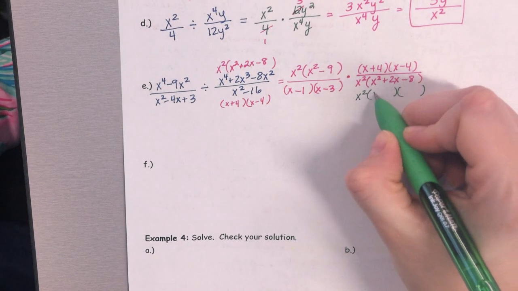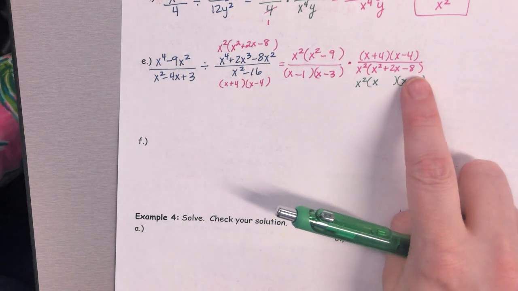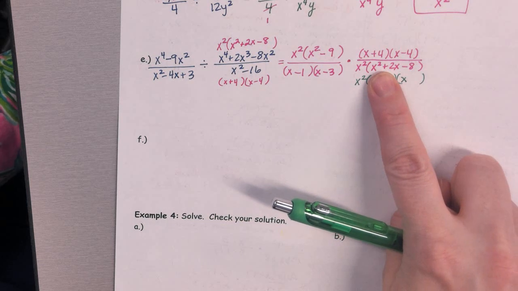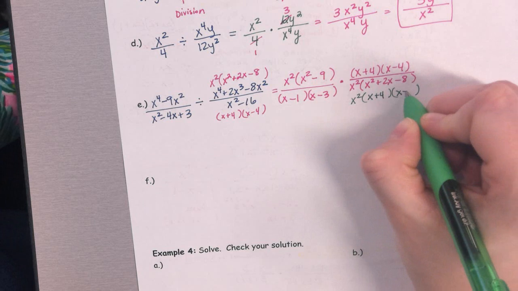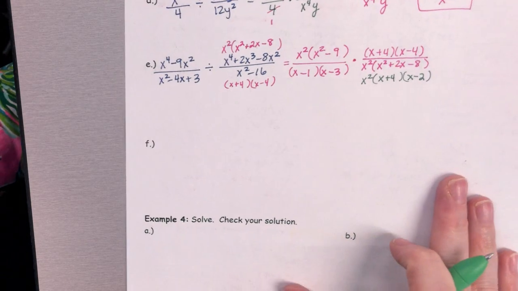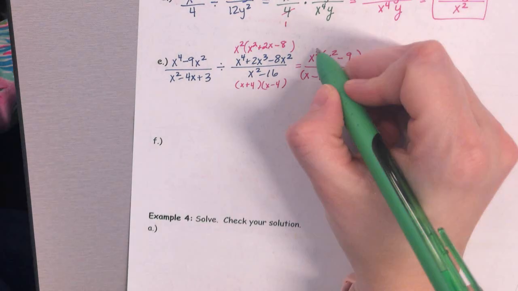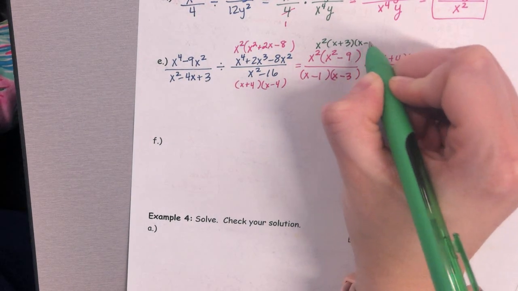So if you have x squared, you have x and x. We need two numbers that multiply to negative 8 but add to 2. Do you know what they are? Yeah, so plus 4 minus 2. There's another one we can factor again, remember? What's this guy? Yep, so x plus 3, x minus 3.